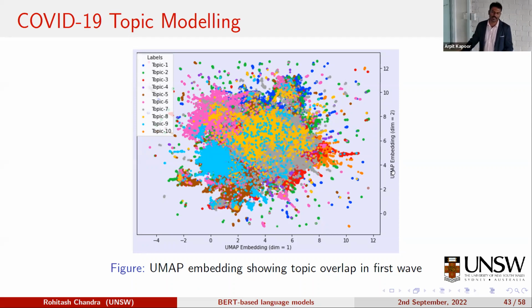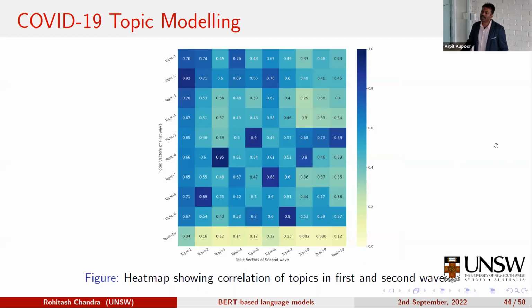With UMAP, you can think of it as a PCA type of method, where you are just taking the first two dimensions to show the visualization. The interesting part here is that, let's say you have the two waves, and then we want to know how much of the topics across the first and the second wave are correlated. So this is the approach we are taking, using this type of matrix and comparing the different topics. For example, here topic 1 from the second wave is highly correlated to topic 2 from the first wave.